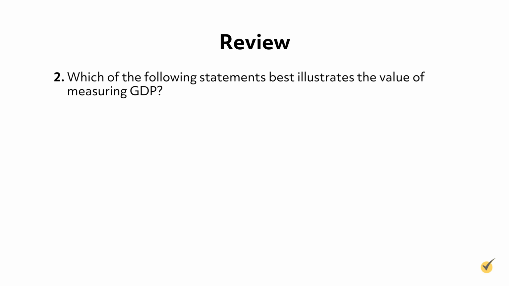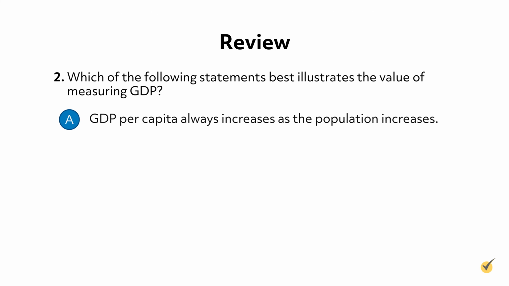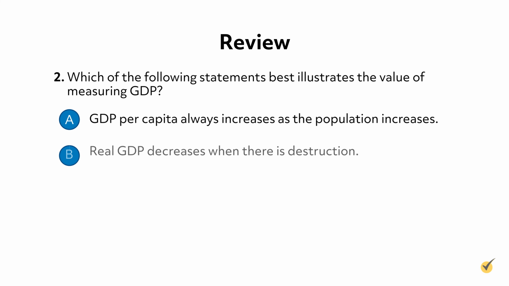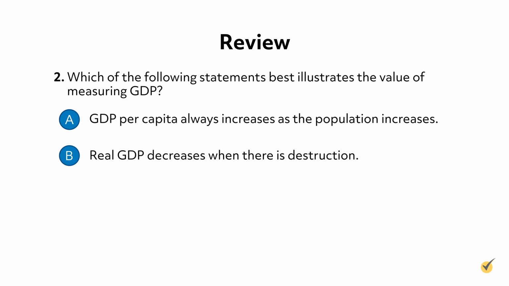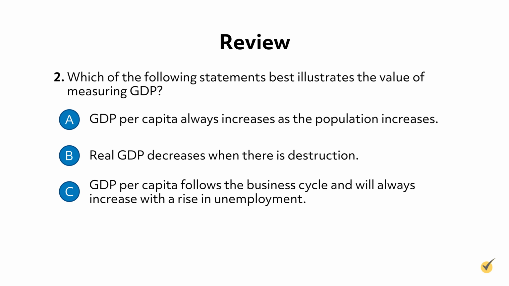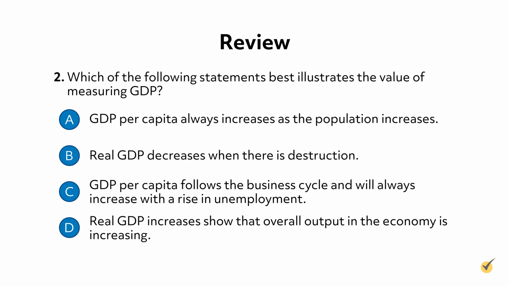Number 2, which of the following statements best illustrates the value of measuring GDP? A. GDP per capita always increases as the population increases. B. Real GDP decreases when there is destruction. C. GDP per capita follows the business cycle and will always increase with a rise in unemployment. Or D. Real GDP increases show that overall output in the economy is increasing.